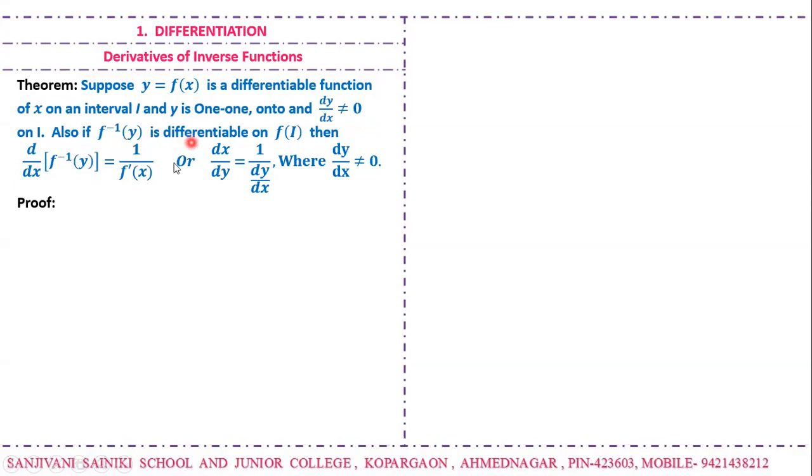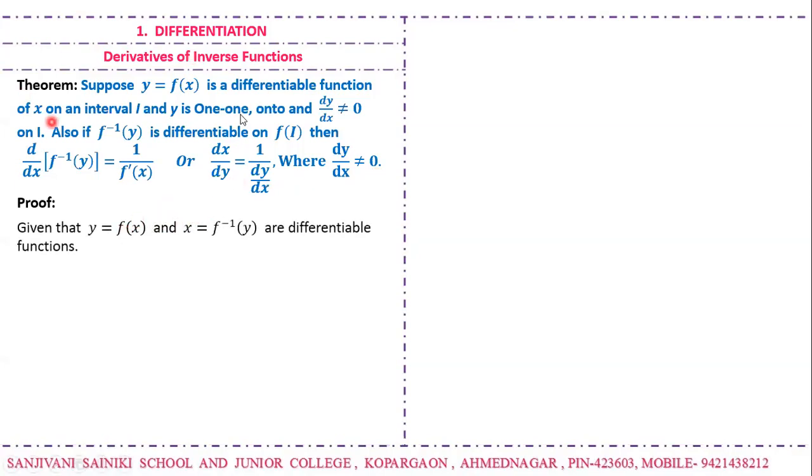Also, if f inverse of y is a differentiable function on f of I, so what they are saying is that if the inverse function is differentiable, then we can differentiate the inverse function, and its derivative is given by 1 upon f dash of x. So finding the derivative of the inverse function means we have to find the derivative of the original function, and you have to take the reciprocal of its derivative. Or dx by dy is equal to 1 upon dy by dx, where dy by dx is not equal to 0. It is already given.